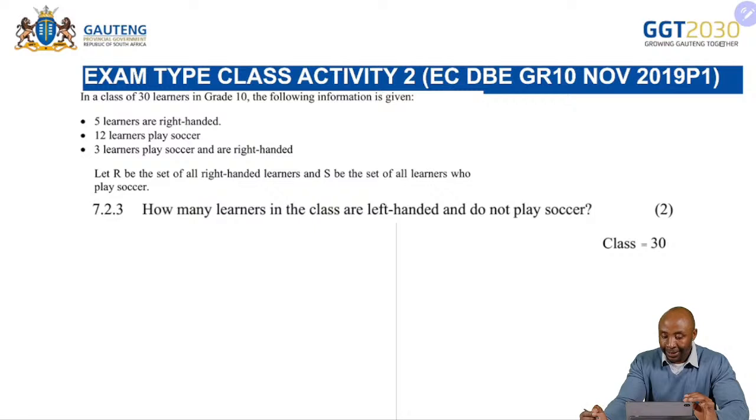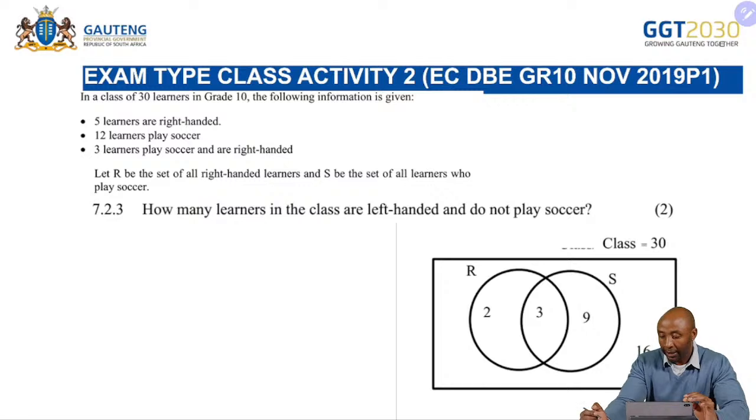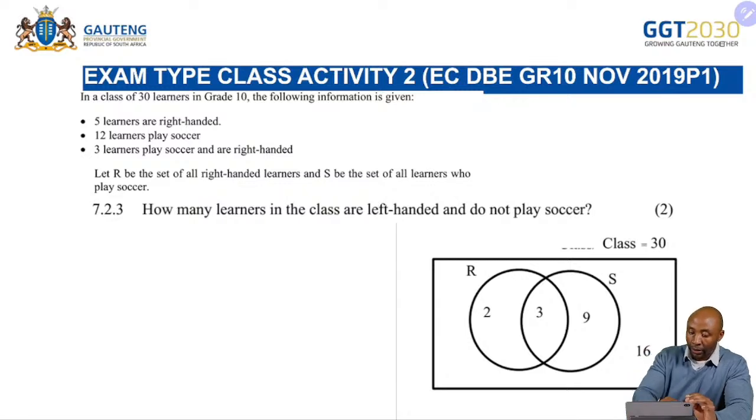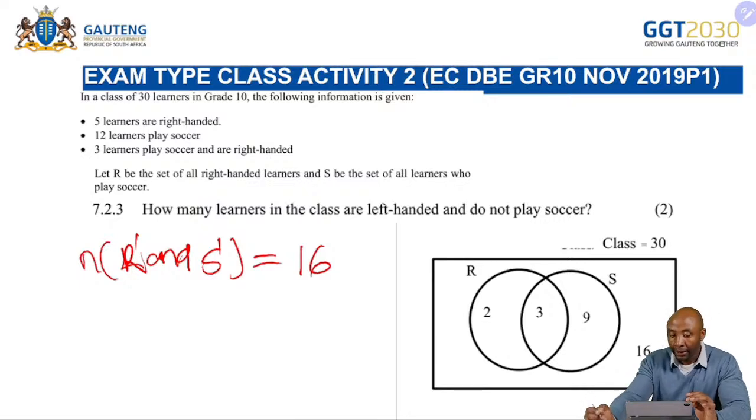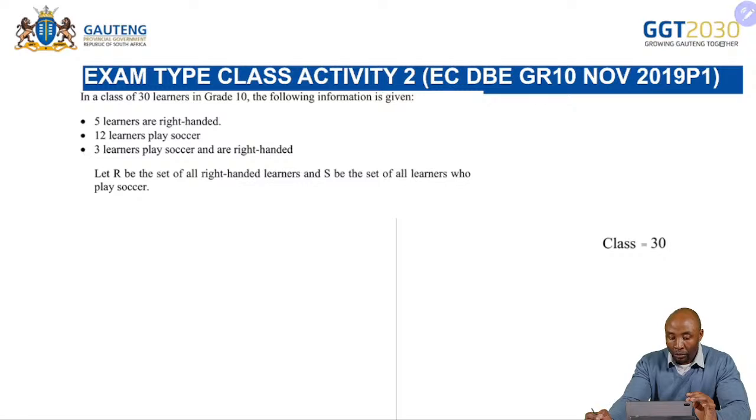How many learners in the class are left-handed and do not play soccer? Remember, we said there are 16 players that are outside. So the number left-handed, or we would say the number not right-handed and not playing soccer, will be 16. We get the 16 from our Venn diagram, the ones that are outside. You'll get your 2 marks there. We move on now to the next question.